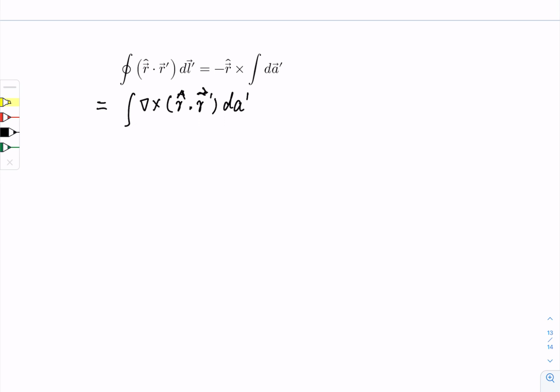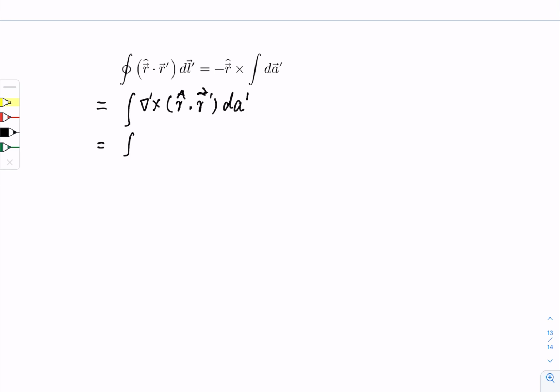So the thing that I omitted here is actually a prime over here, because be careful, this integral is with respect to this prime coordinate. So when you apply the Stokes theorem, the del is also applying to the prime coordinate instead of the original r coordinate. And now we can write out explicitly the del prime operations onto this dot product.